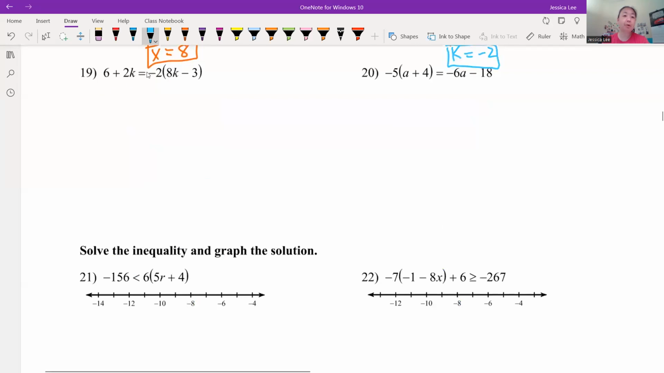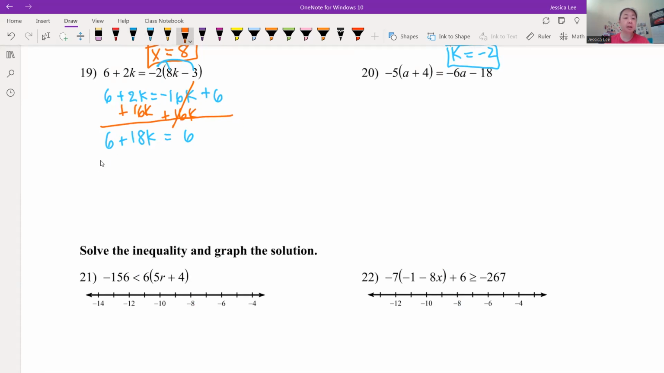All right, so here we go. Again, we got parentheses. So we're going to just figure that part out. So -2 times 8k is -16k. -2 times -3 is +6. And then I'm going to add 16k to both sides. We got 6 plus 18k is equal to 6. And we got our two-step equation again. So we're going to get rid of this left-hand side 6 by subtracting 6. Boom. We got 18k is equal to what's 6 minus 6?